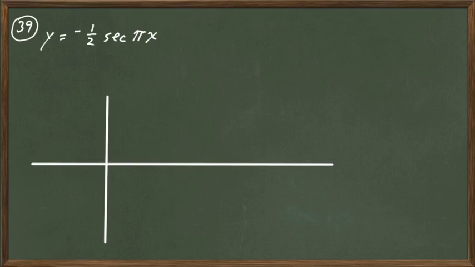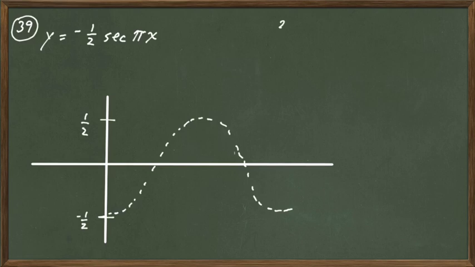Okay, 31 and 39 is a secant. Secant is 1 over cosine. So I'll probably sketch a cosine curve. Cosine starts at the maximum, finishes a cycle usually in 2 pi. However, what does this negative do? It flips it. So it's not going to look like that. It's going to look like the cosine flipped over. The amplitude would be 1/2.